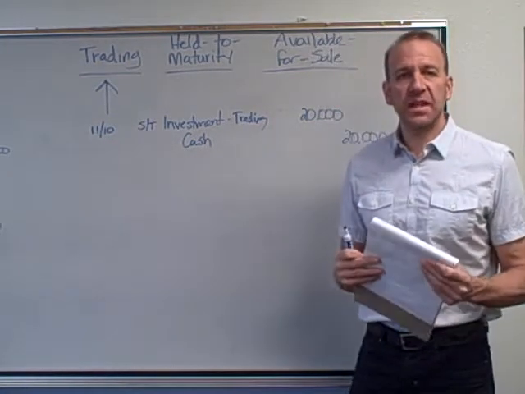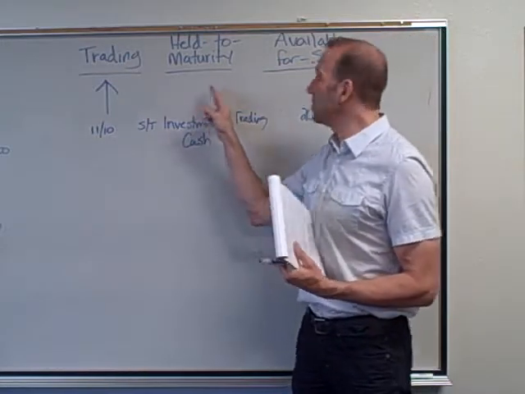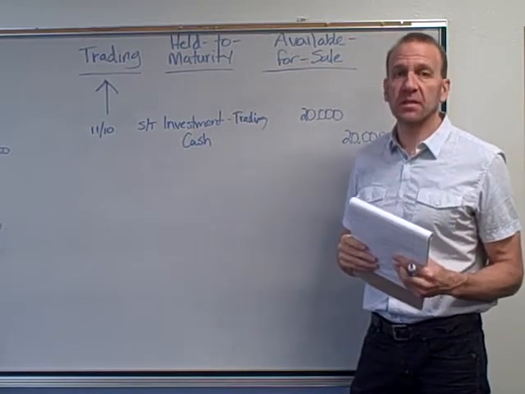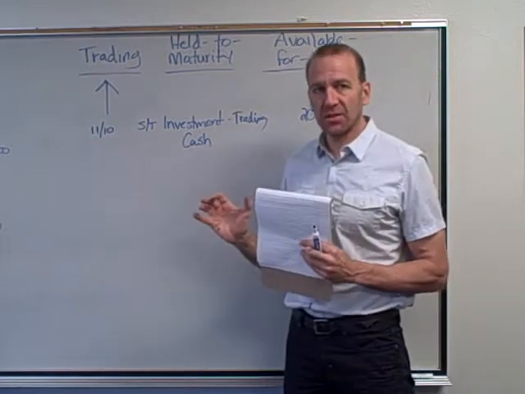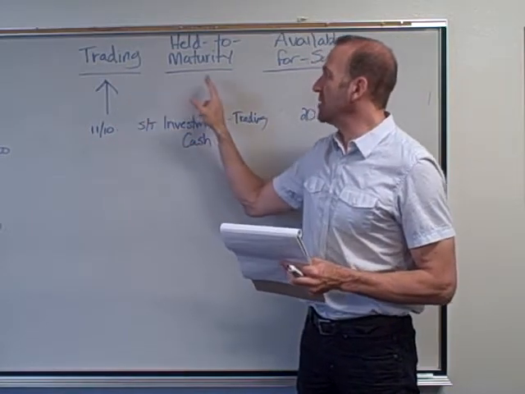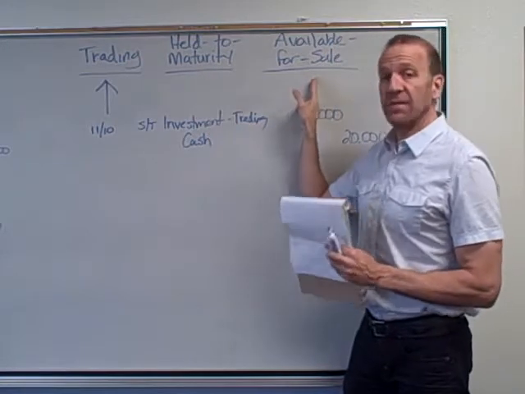Hi class, we just had a video on investments, which we talked about trading, held to maturity, and available for sale. We've looked at the characteristics of those things. Now we're going to look at actual transactions associated with these. So in this video I'm going to look at trading, then we're going to talk briefly about held to maturity, and then in another video I'll talk about available for sale.